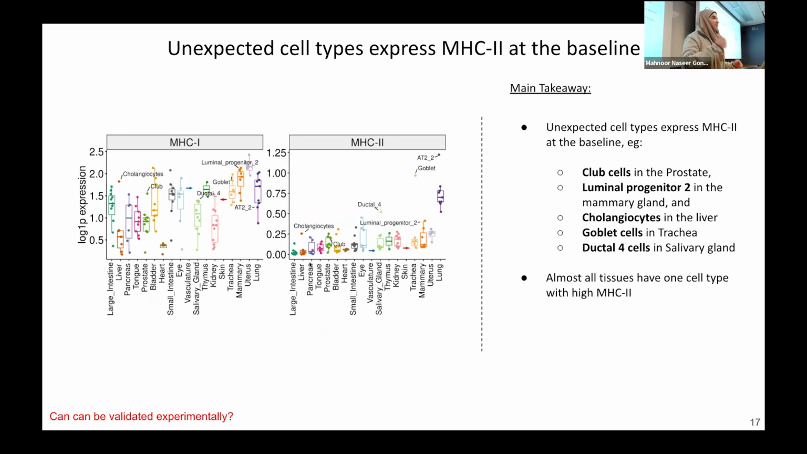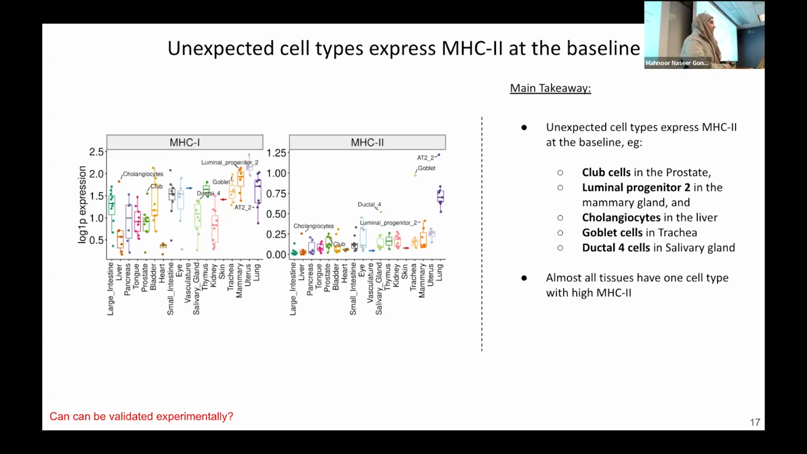So we want to understand the rare epithelial cell types that express MHC class 2. Those rare epithelial cell types are, for example, in the prostate. The normal prostate epithelial club cells have some expression of MHC class 2, right? I'm not saying this is high. The high is 82 cells, but some have expression of MHC class 2. And then we also nominated other epithelial cell types that have some expression of MHC class 2 that was not known before. But this is a bioinformatic analysis.